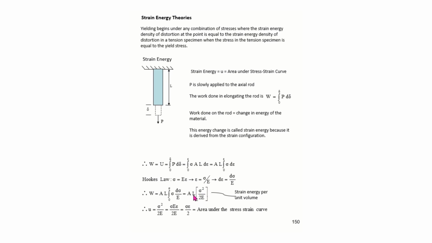So this is the volume of the material. If we get rid of this volume, then we're looking at the strain energy per unit volume. And we can see that this results in sigma epsilon divided by 2, which is exactly the area under the stress strain curve in the linear portion. So we've shown that the strain energy is indeed the area under the stress strain curve.